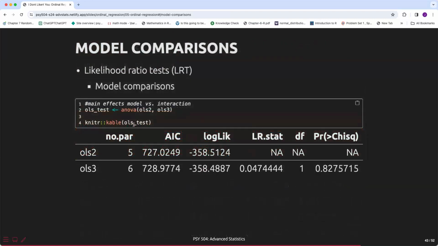So let's go ahead and actually just test that. So let's use likelihood ratio tests and do model comparisons here. So is a model with just the main effects better than a model with an interaction term in it? So again, we've been using the ANOVA function here to test this. And this is the output of that. And what we see is that the chi-square statistic is not statistically significant. So what we can conclude from this is that the main effects model is probably the model we should go with. We don't need the model with the interaction term in it.